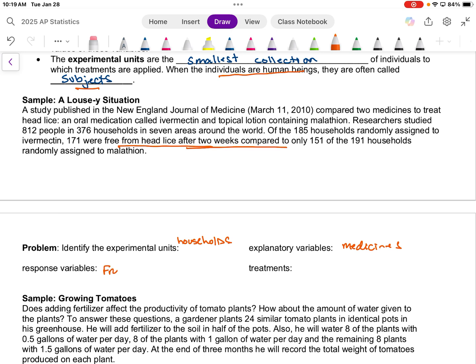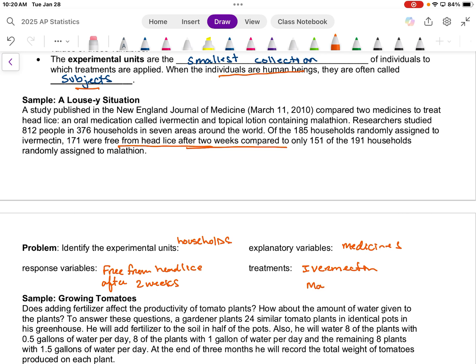Who had a greater rate free from head lice after 2 weeks? And then our treatments, they were put into one of two groups. One group got the ivermectin. And then the other group got the methylene.